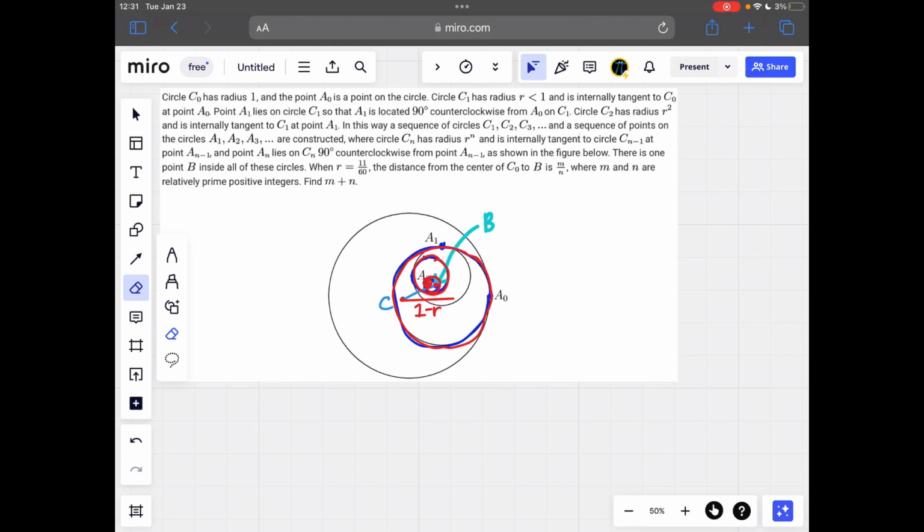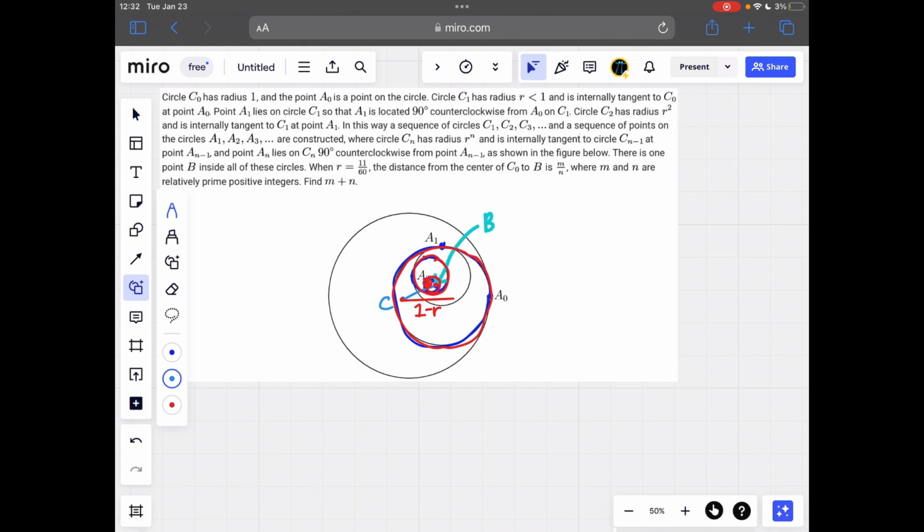So if we apply that to segment CB, we should get segment C1B, because B is the end of both series, the series that starts with circle C0 and the one that starts with circle C1. They both end at point B. So line segment CB, which I drew originally, if we apply exactly these steps to that line segment, we should get the line segment C1B. So let's apply them in that order.